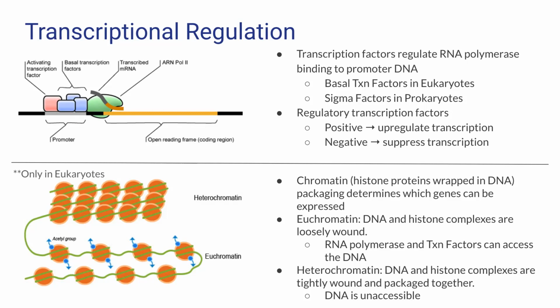One of the ways transcription is regulated is how tightly chromosomes, or DNA, are packed. Euchromatin is the open form of DNA, so that would be this one, so that DNA polymerase can actually access the DNA. And heterochromatin is where the DNA and histone complexes are really tightly wound and packaged together, like here. So then DNA polymerase can't really access the DNA to transcribe it.